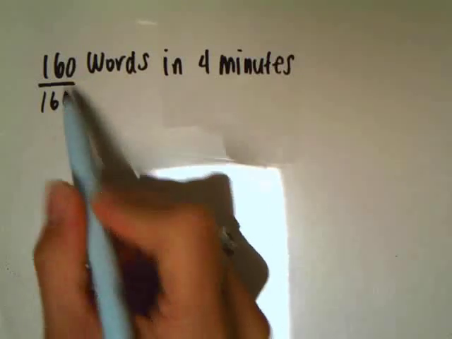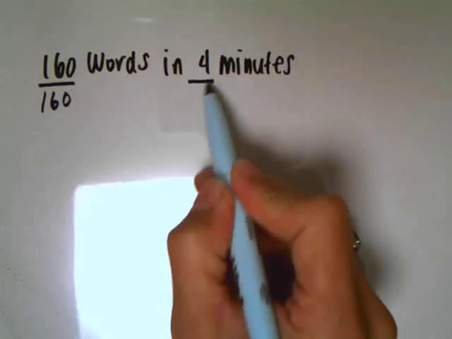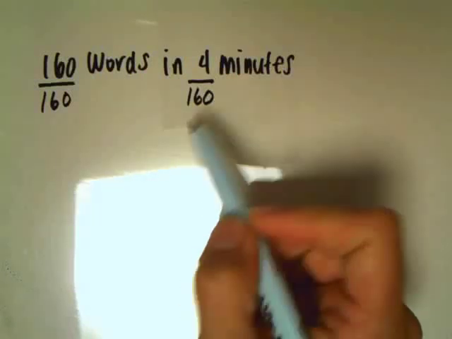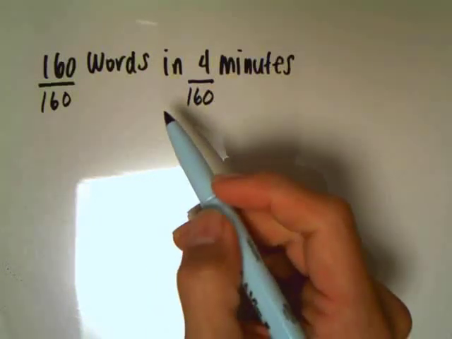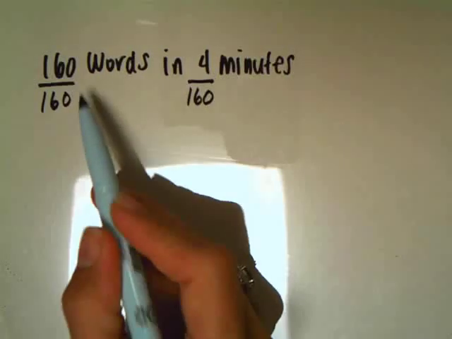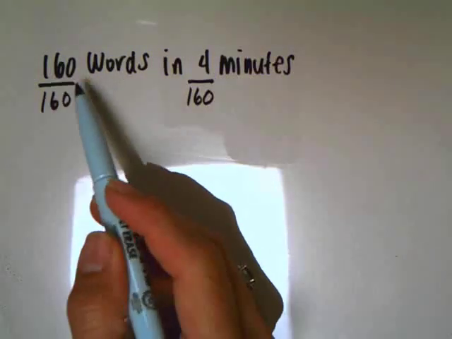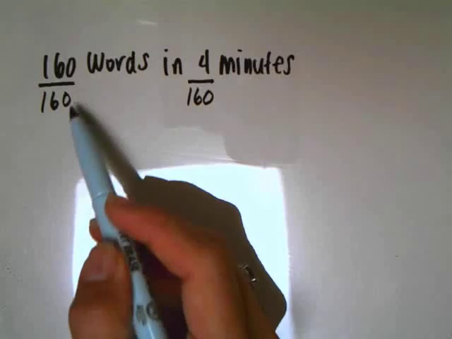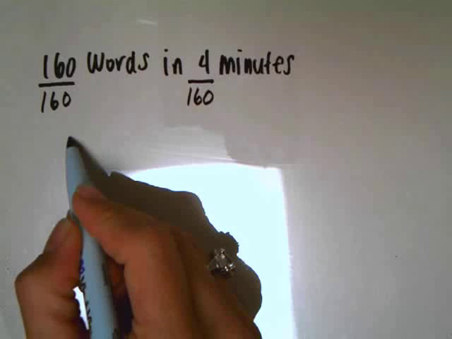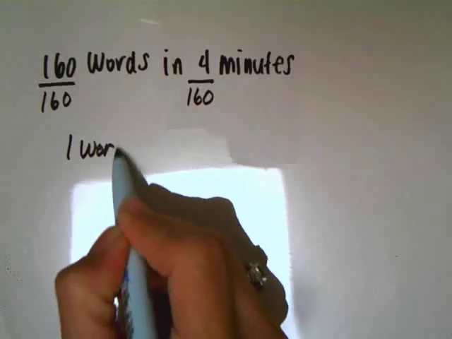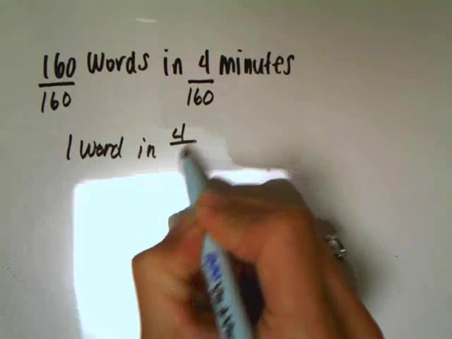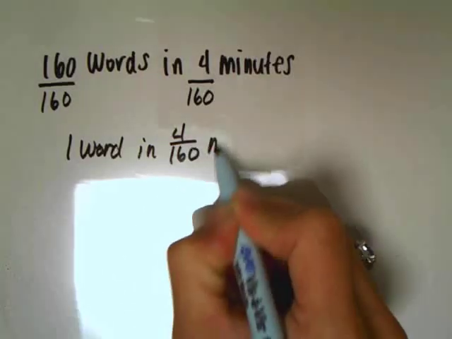So in order to get this down to just 1 word, I'm going to have to divide both sides by 160. It doesn't matter, because I'll show you in a minute the other way to get this down to 1 minute. Either way, what we're going to try to do is get one of these to equal 1, and I've just chosen words this time. So when I divide 160 by 160, I'm going to get 1 word in 4 over 160 minutes.